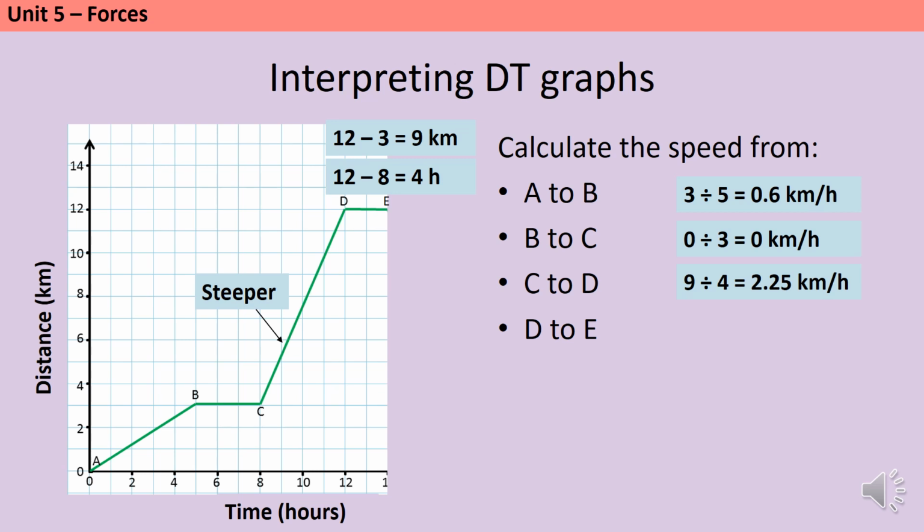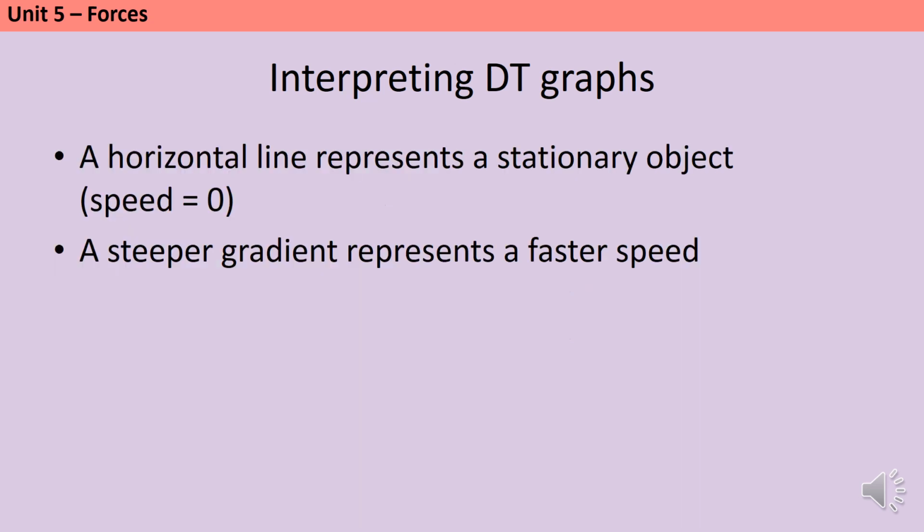So what this tells us is that on a distance time graph, a steeper gradient or a steeper slope represents an object that's moving faster. So now we know 2 things about DT graphs. A horizontal line represents a stationary object and a steeper gradient represents a faster speed.